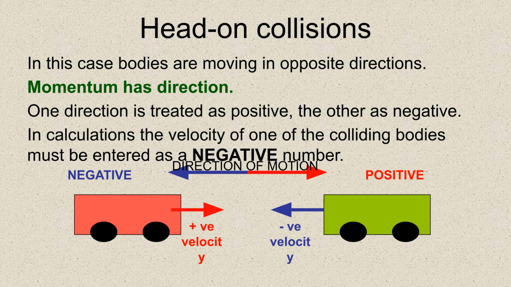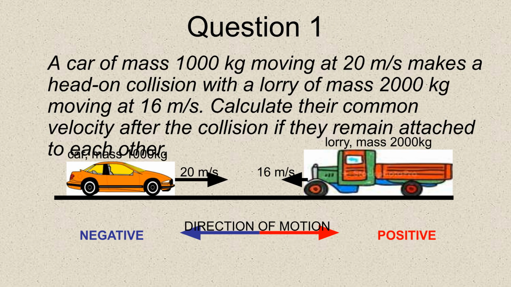In head-on collisions, bodies move in opposite directions. Since momentum has direction, one direction is treated as positive and the opposite as negative in calculations. A 1,000 kilogram car at 20 meters per second makes a head-on collision with a 2,000 kilogram lorry at 16 meters per second. They remain attached. We need to calculate their common velocity after the collision.